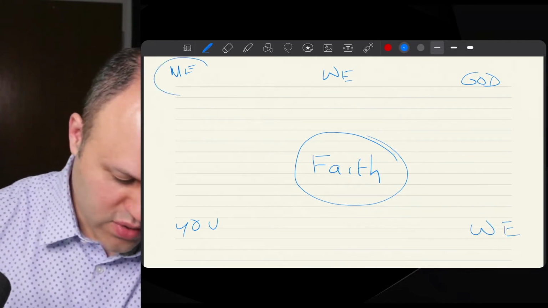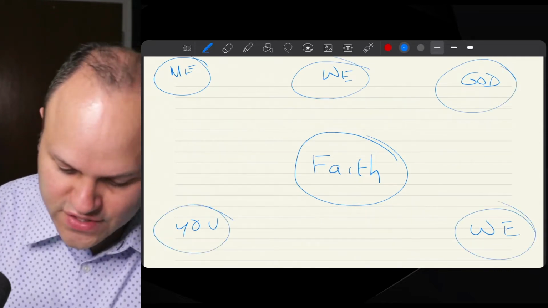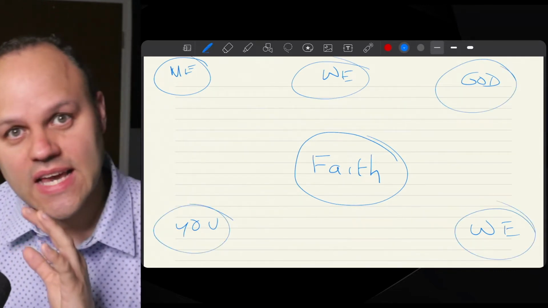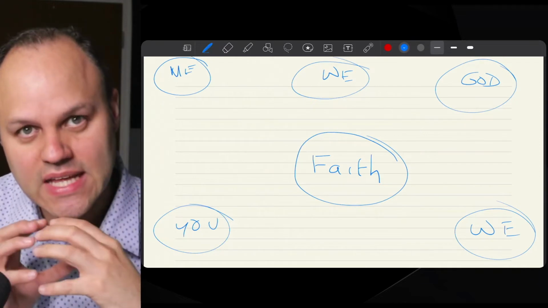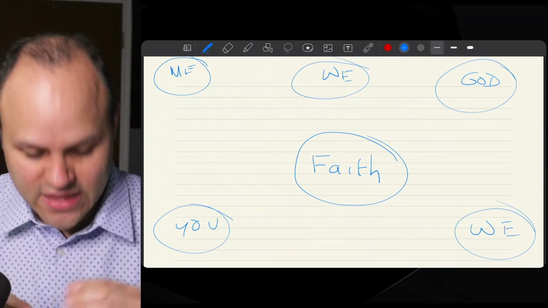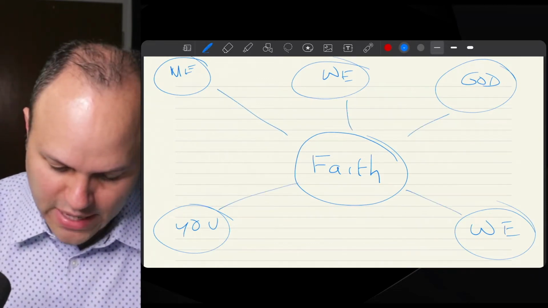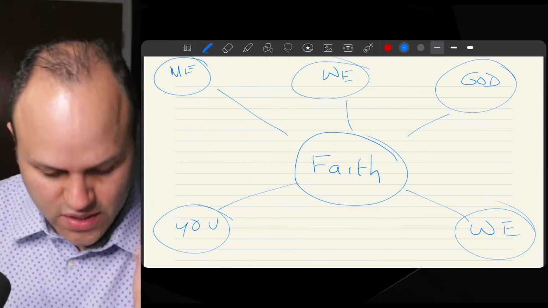So this is what you're going to do in your message. After you've studied and you know what you're going to say about the passage, this is basically how you're going to frame everything together. So we're talking about faith, and faith goes in the center. Everything goes back to that. That's my main point. Here's what you're going to do.